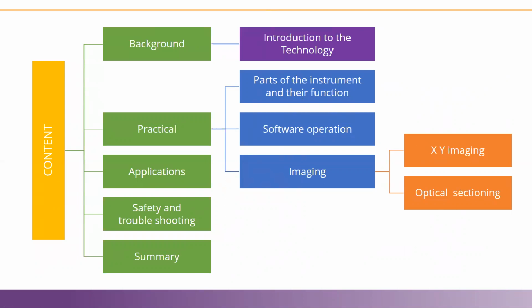the image analysis. After that, we will talk about the applications of this fluorescence in vivo endomicroscopy for cancer, microvasculature, skeletal imaging. And in the last and the small section, I'll talk about safety and troubleshooting. And at the end, I'll quickly summarize what we have discussed today.